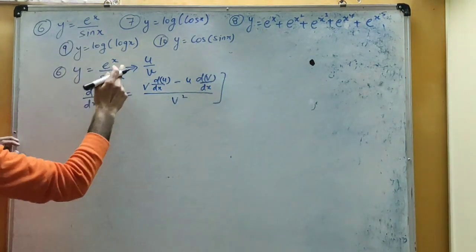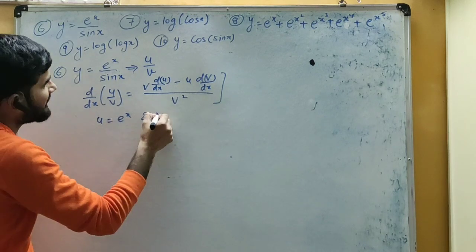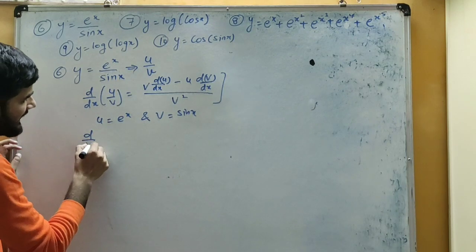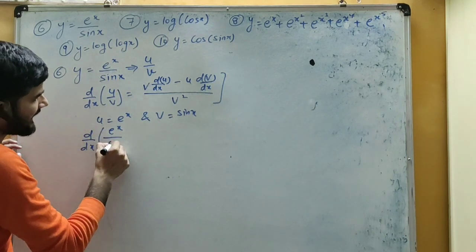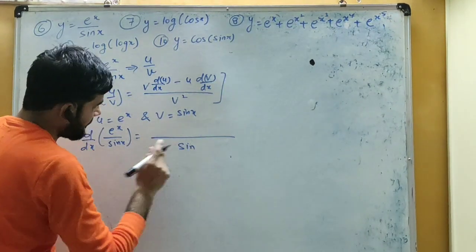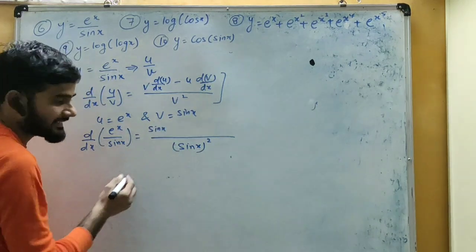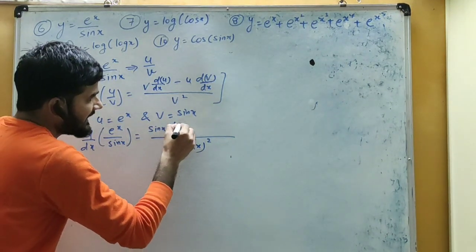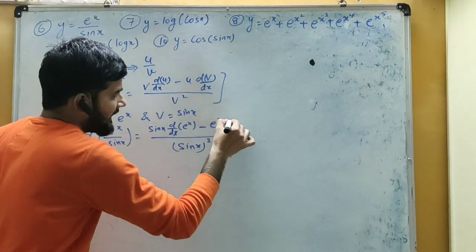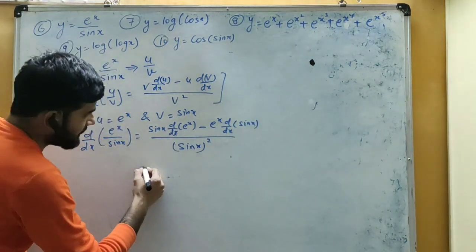Okay, now here in this question we have u equals e raised to the power x and v equals sine x. So how will we solve it? d by dx of e raised to the power x by sine x equals the square of the denominator, sine x squared, and in the numerator sine x as it is, d by dx of e raised to the power x, minus e raised to the power x d by dx of sine x. Now we will solve it.